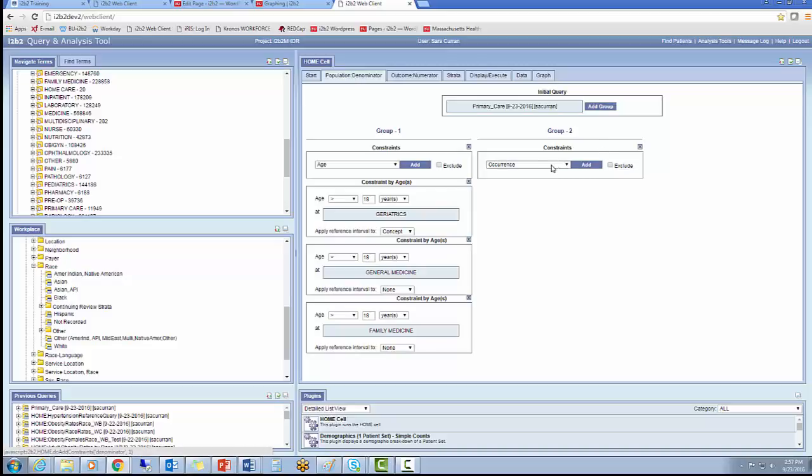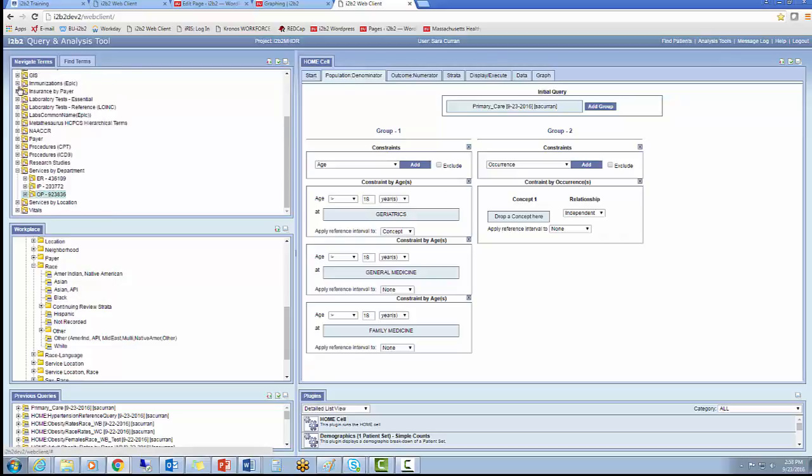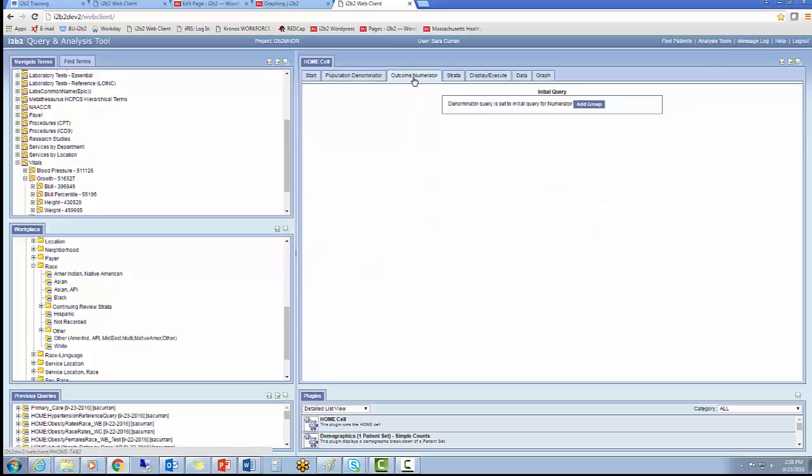Vertical entries into a group are considered OR relationships, and side-by-side comparisons that are in different groups are considered AND relationships. So what we're building here is a denominator constraint that includes only patients who had at least one visit to a primary care setting when they were 18 years or older, and who during that year also had at least one BMI measured.